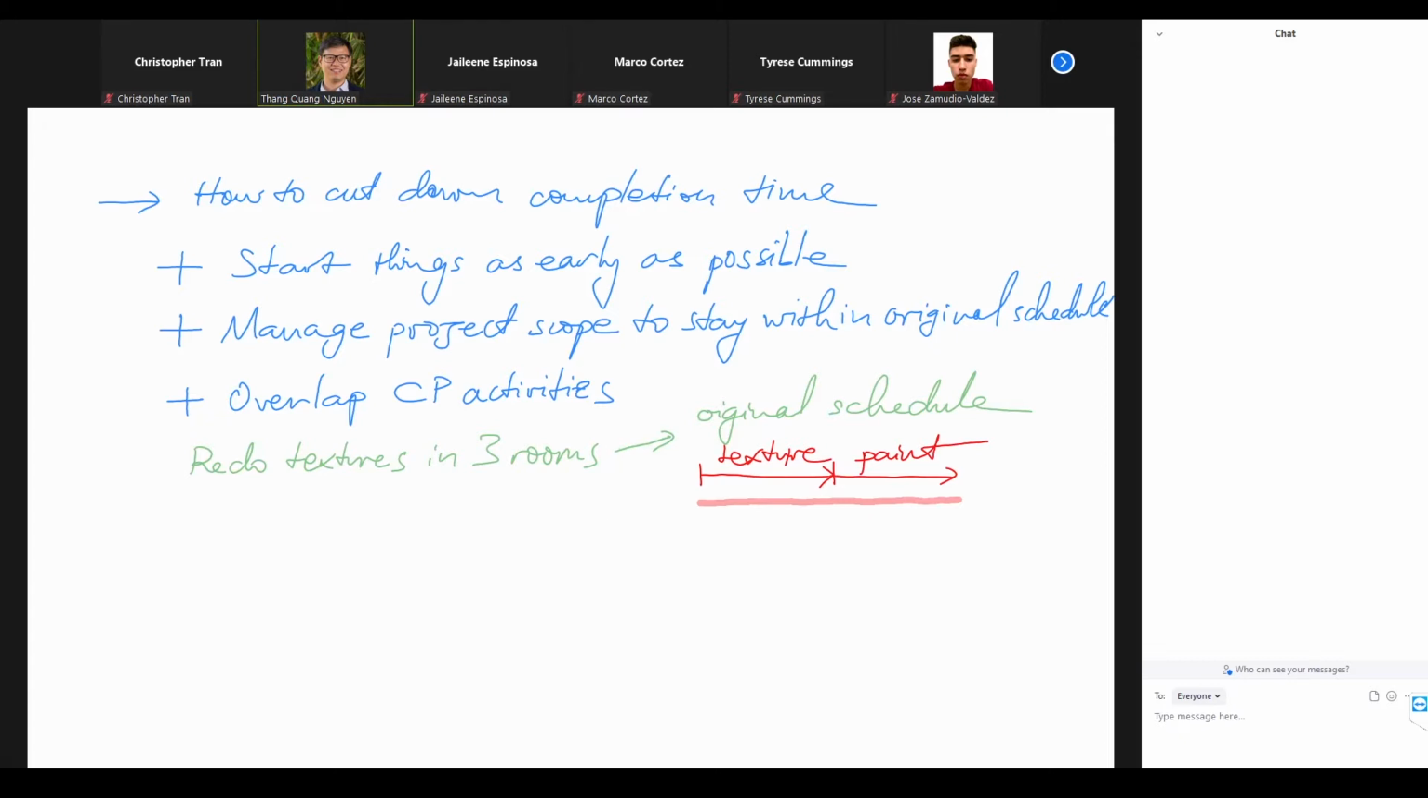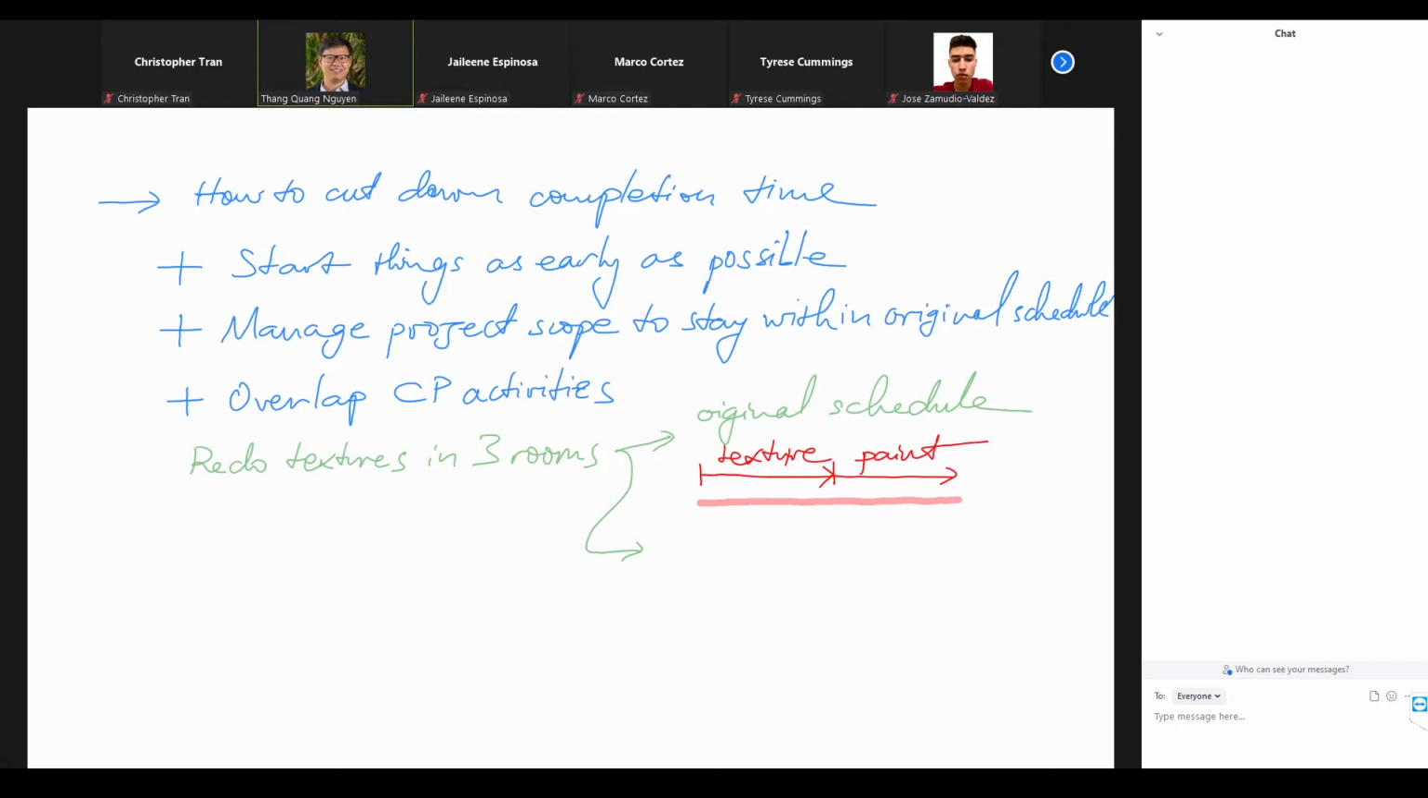But if we rethink about it, there's another way to do it. For example, the first worker finishes the new texture in the first room, and that worker moves on to the second room. Then the second worker will come in right away and paint the first room, right? And then when the first worker is done with the texture of the second room, the second worker will paint the second room. And then they will do that for the third room, right?